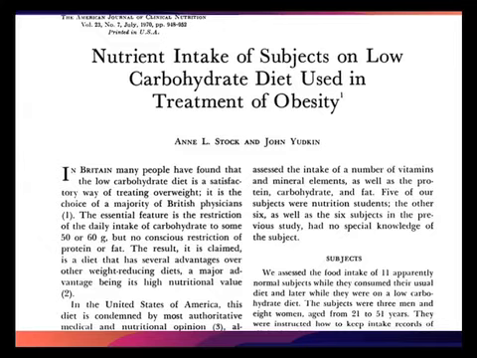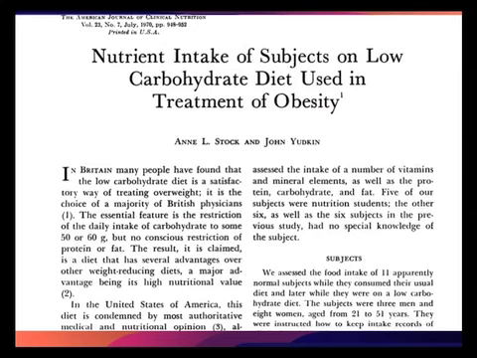It says, in Britain, many people have found that the low-carbohydrate diet is a satisfactory way of treating overweight. It is the choice of a majority of British physicians, which is really interesting in the 1970s, that the British physicians were using this diet.